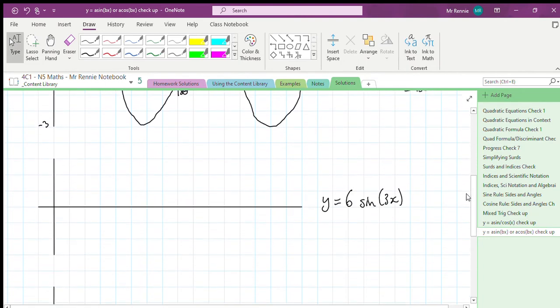Okay, now we're going into y equals 6 sin 3x. So first of all, again, we can include our values here. So we're going to get 6 and negative 6. Got the origin there as well. And my job now is to draw 3 graphs. So remember, my curve needs to go up to 6 and down to negative 6. Okay, so that's the first one. That's the second one. And that's the third one.